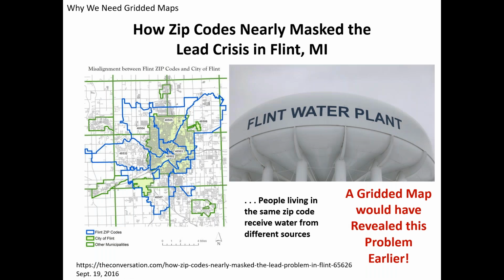And you remember the lead crisis in Flint back in 2015? What they had done is they aggregated their data to the zip code, which is too large of a unit. And you had people in the same zip code getting water from different sources. And when you average bad water and good water, it turns out to be okay water. And so they missed it. But a gridded map, or even a map at a smaller geographic unit, would have caught this problem earlier.